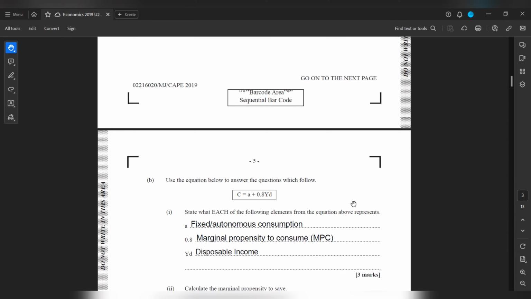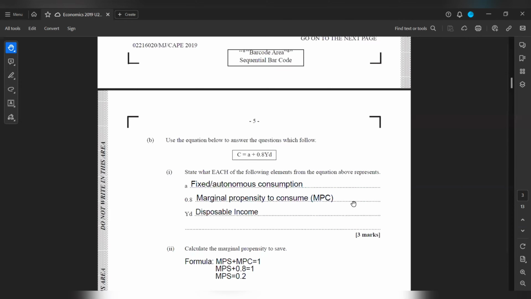Calculate the marginal propensity to save. The formula will be MPS plus MPC equal to 1. Therefore, MPS plus 0.8 is equal to 1. As a result, the MPS will be equal to 0.2.